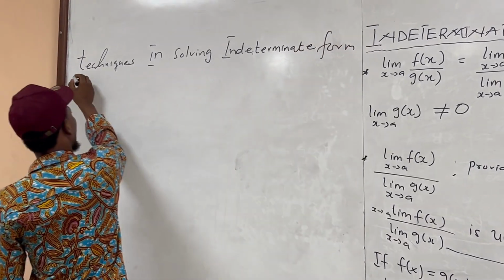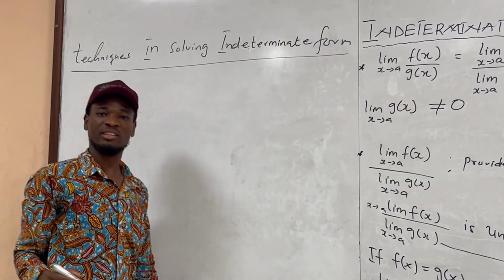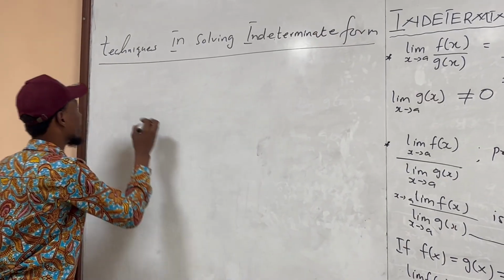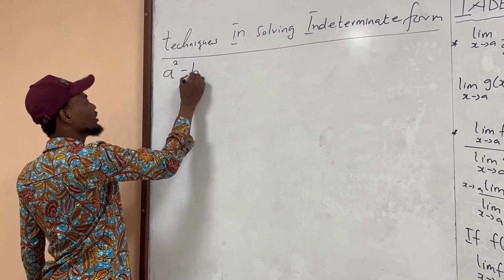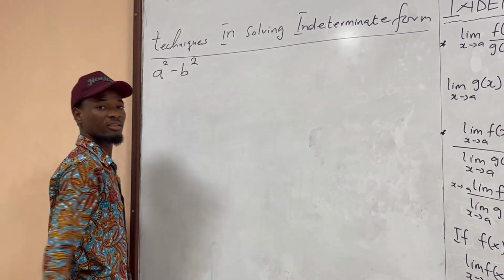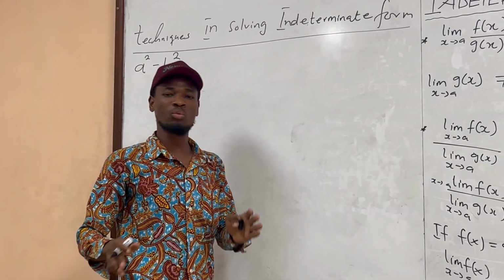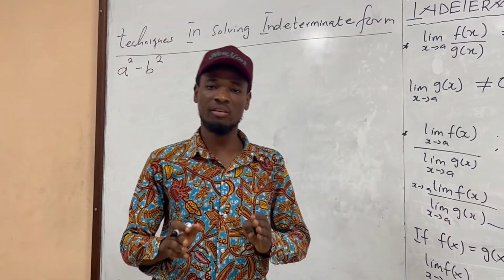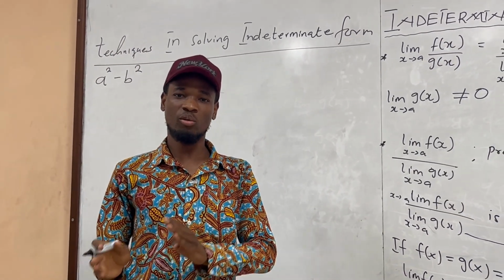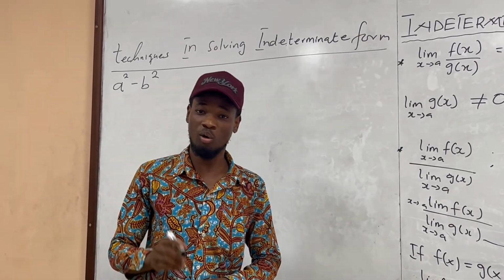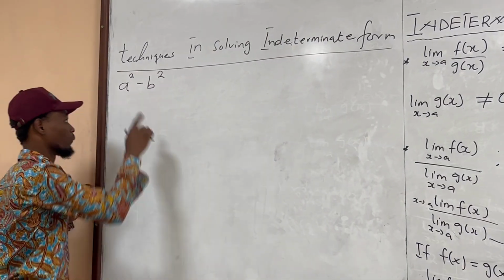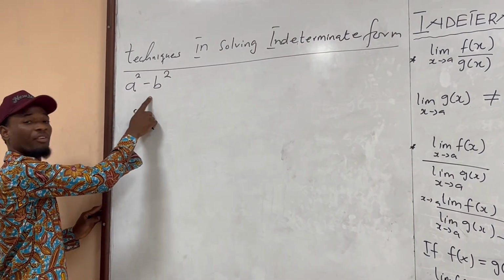Indeterminate form. Okay. So let's look at some simple identities. When I have, let's say, a squared minus b squared, the principle or theorem we use is called the factor theorem. The factor theorem is just a theorem in polynomials or functions. That's the name of the theorem. So this is the difference of two squares.